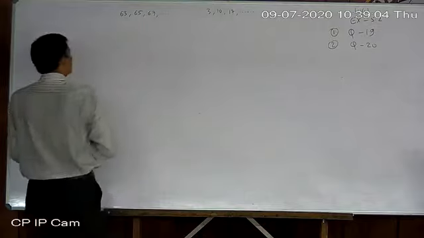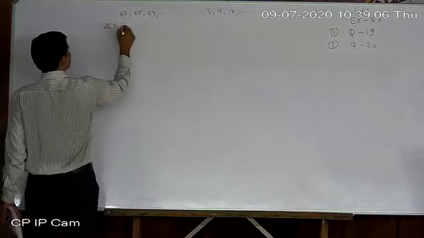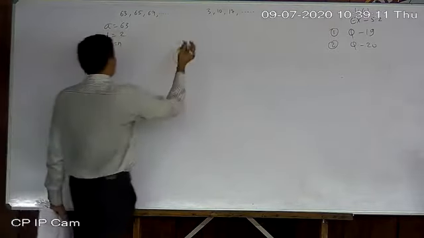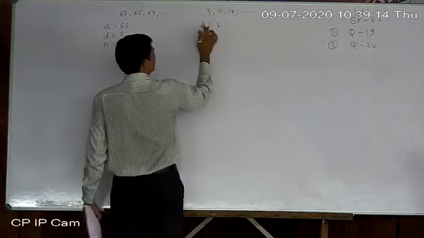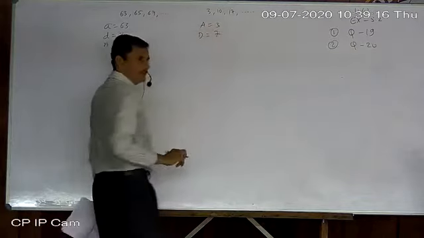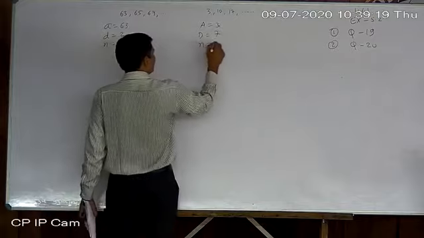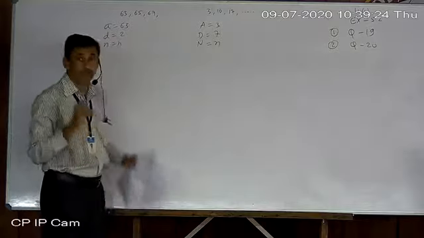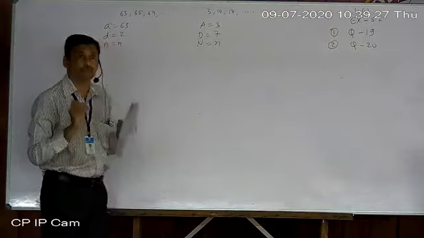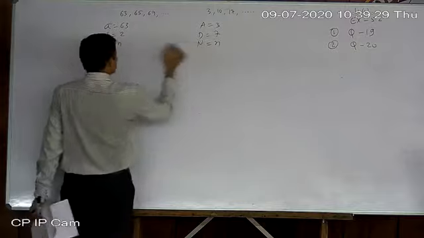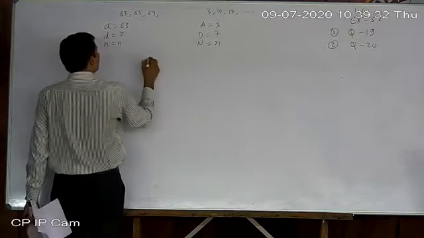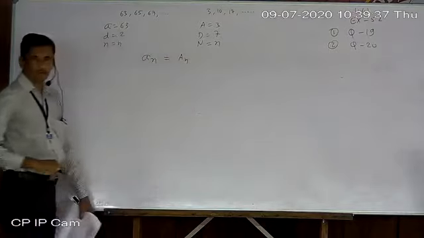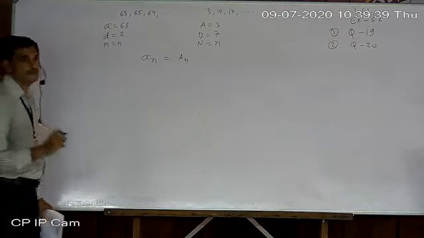Okay. So now understand, here a equal to 63, d equal to 2, n equal to n only. Now right here a equal to 3, a different symbol must be there, d equal to 7 and n equal to n only. For the same n, both particular terms are equal, both 20th term, both 23rd term, both 32nd term. So their condition is what? a_n equal to a'_n. Both n-th terms are equal.